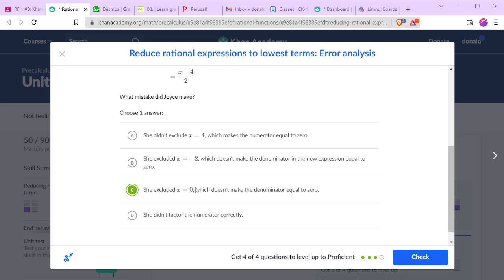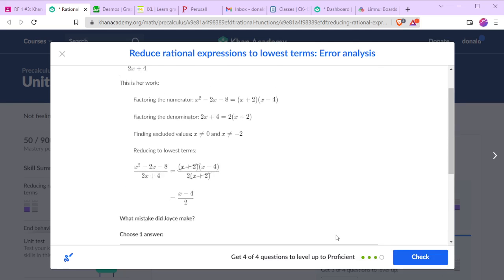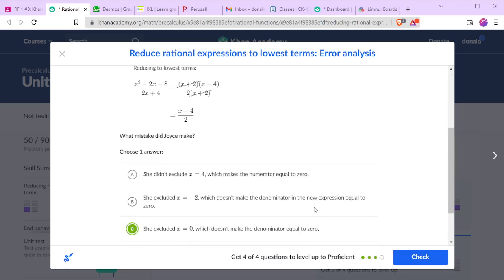So she excluded 0, but that does not make the denominator as a whole equal to 0. That makes it equal to 4. And there's nothing wrong with that.